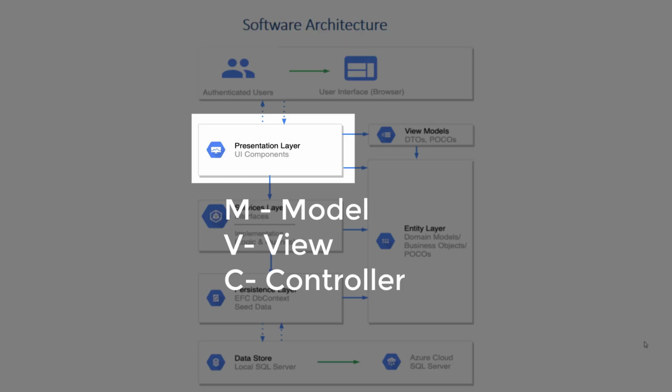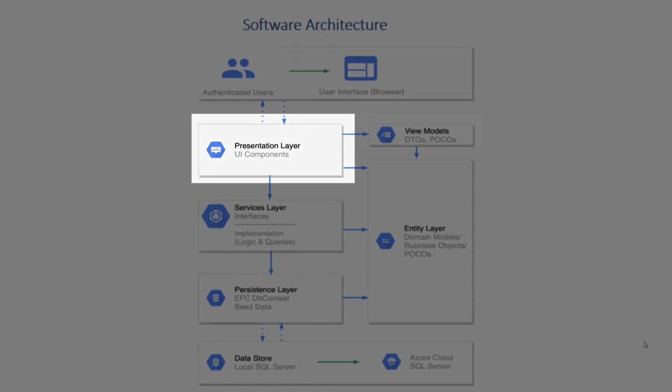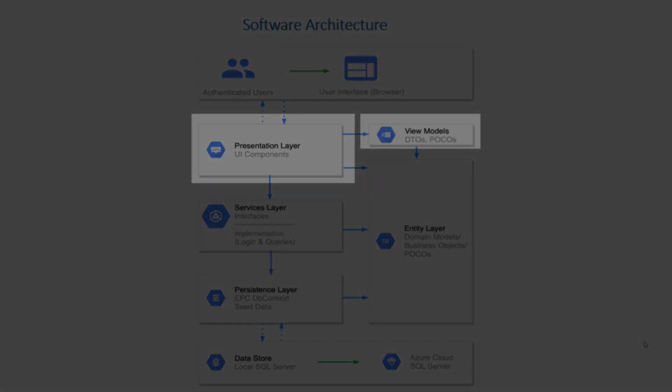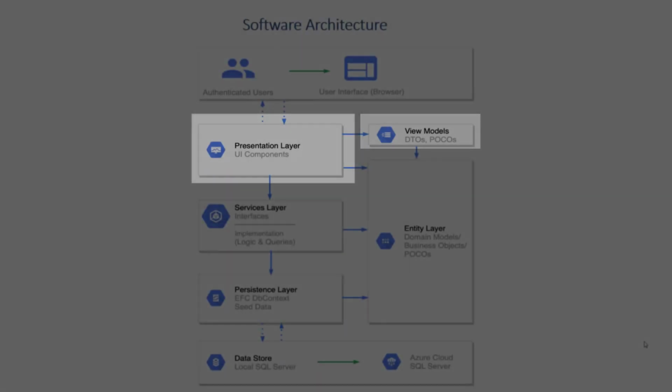Now the models that we are going to have in the presentation layer are going to be our view models. So these view models will be part of the presentation layer. Our view model will represent the data we want to present in the view and also the kind of data we want to retrieve from the view.